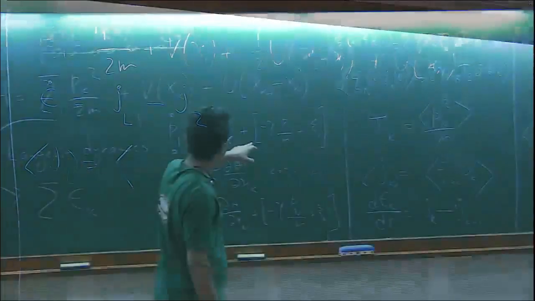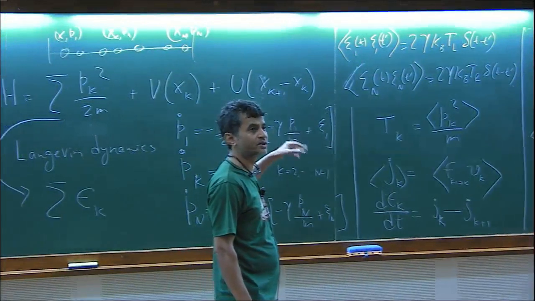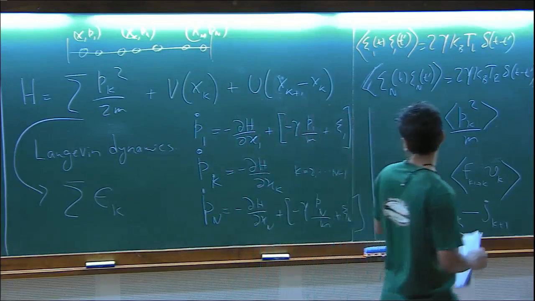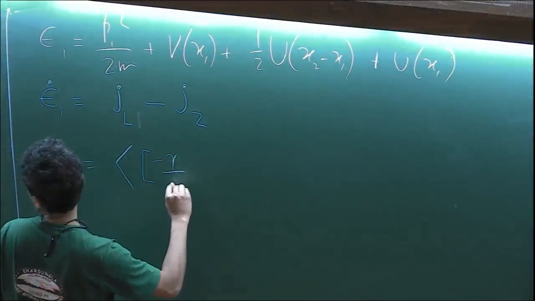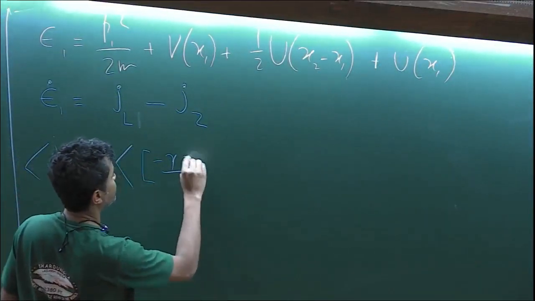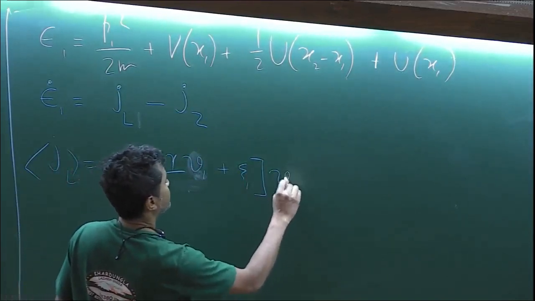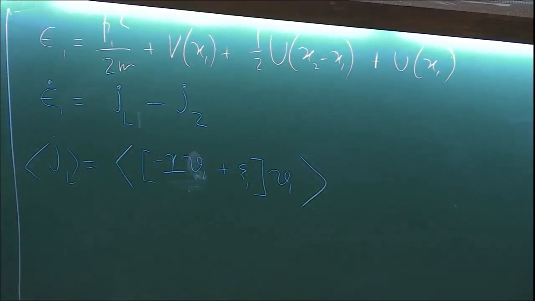what do you expect, right? This is the force from the reservoir on the first particle. Again, it should just be force into velocity. So this is the force from the heat reservoir on the first particle, and let me just put velocity here: minus gamma V1 plus Z1, into the velocity of the first site, average. This is the heat flowing from the reservoir into the first particle, and this is going to the second particle. So this is the expression.